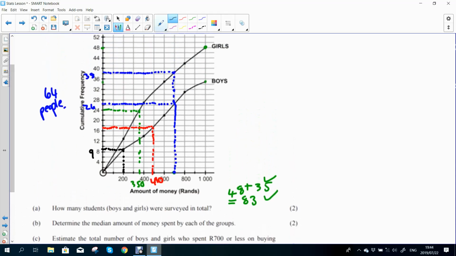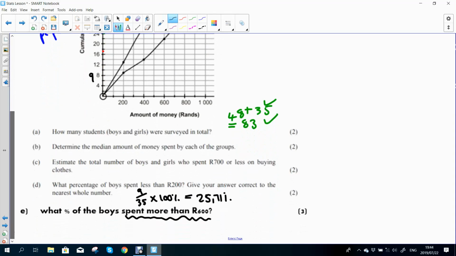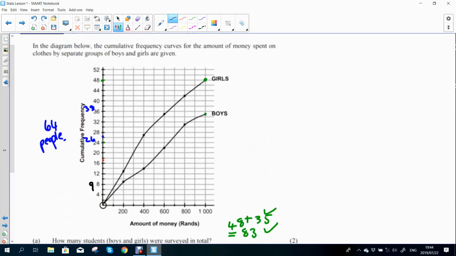And then lastly, last question, what percentage of the boys spent more than 600 Rand? Now you need to understand what they're asking here. I'm just going to erase all of the color. I need some space to do some coloring in. Okay, so I want to know more than 600 Rand for the boys. So if I go to 600 and I read that off, it seems to be at 22. But I want more than that. I don't want how many did less than 600. I want to know how many did more than 600. So it's all of these. All of these kids had more than 600.